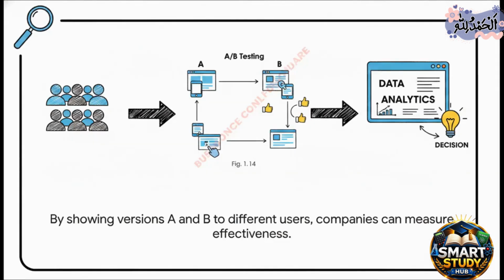Here's how it works in practice. They'll show half of their users version A of a web page and the other half gets version B. Then they just sit back and measure the results. Which version got more signups? Which one led to more sales? This way they can make decisions based on cold, hard data, not just someone's opinion.